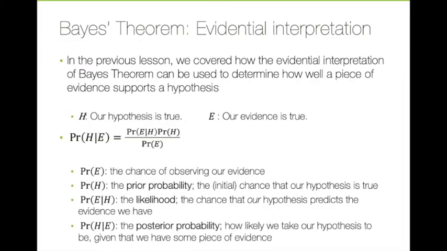In the previous lesson, we covered how the evidential interpretation of Bayes' theorem can be used to determine how well a piece of evidence supports some hypothesis. Before continuing with this lesson, it's worth making sure you have a handle on each of the probabilities involved in this formulation of Bayes' theorem, seen here as the probability of H given E. So that means knowing and recognizing the chance of observing the evidence, the prior probability, the likelihood, and the posterior probability.